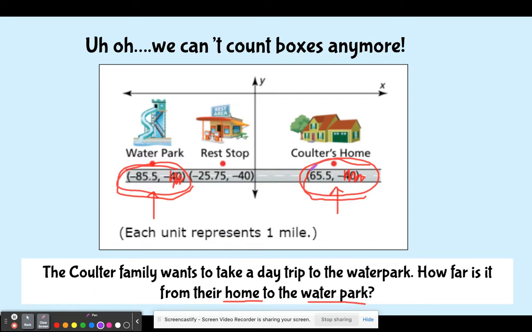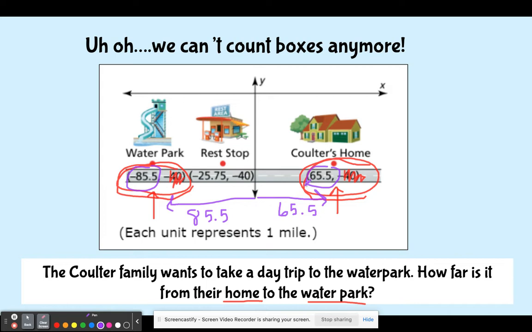So, what's going on here is the Coulter's house is over 65.5 miles from my y axis. Now, remember, this is my 0 line. Okay, so the Coulter's home is 65.5 miles to the right. The water park is going to be 85.5 miles to the left. Okay, because here's 85.5 miles, here's 65.5. They went different directions. One was to the right of 0, one went to the left of the 0.